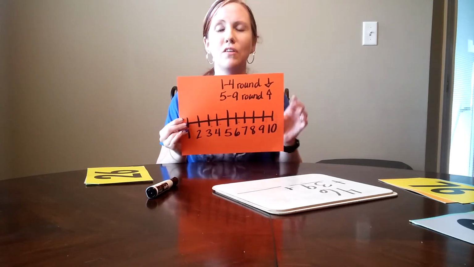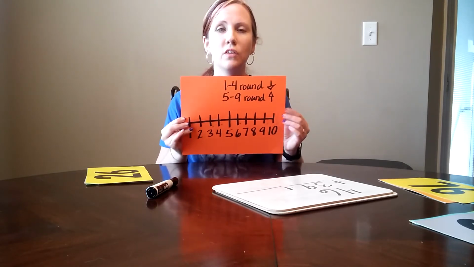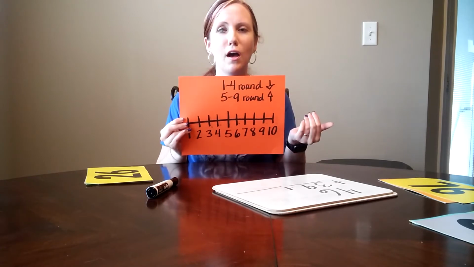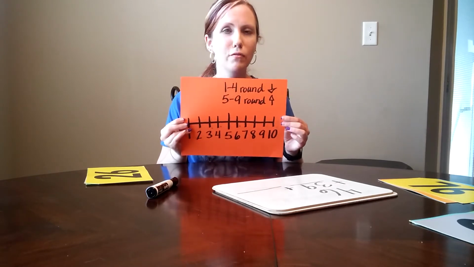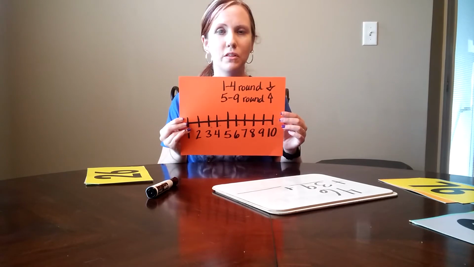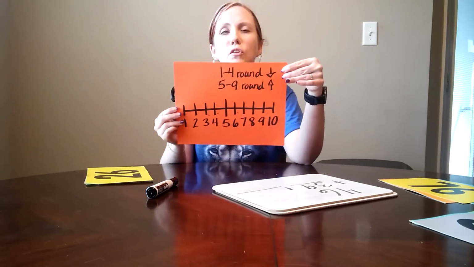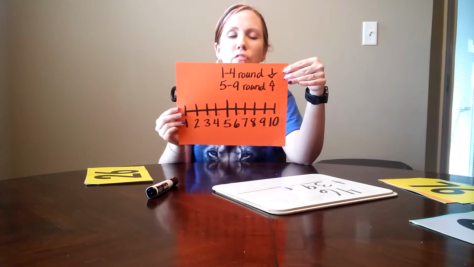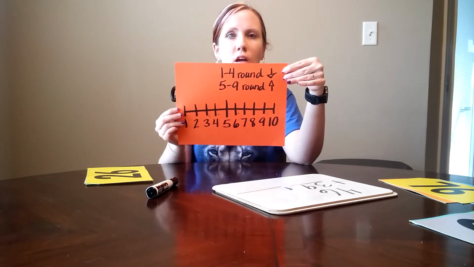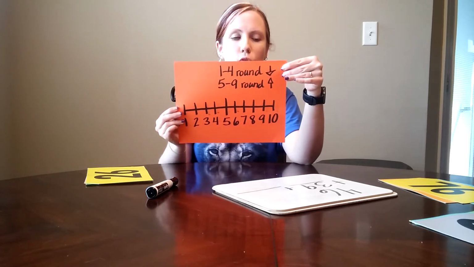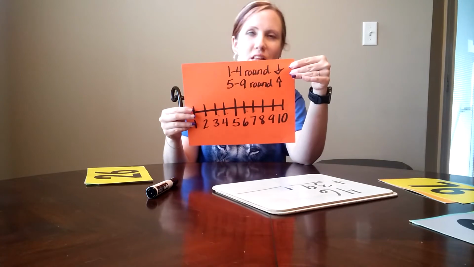So 5 is exactly in the middle. The only way you can remember 5 is that you just have to know that 5 is always going to round up to the next number. So I wrote it right here for you. If in the ones place the number ends with 1 to 4, then it's going to round down. If it ends with 5 to 9, then it's going to round up. So let's go ahead and practice this with some numbers.